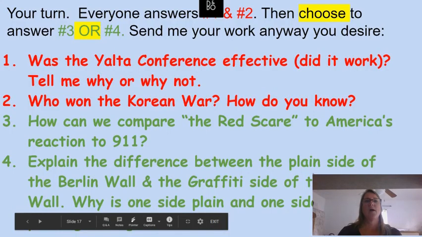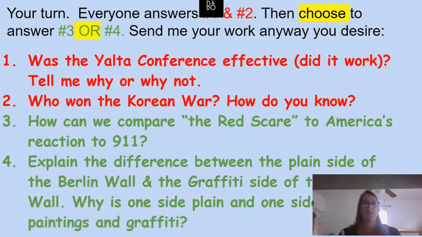Okay. All right. So it's your turn. Everybody answers the two questions in red, number 1 and number 2. And then you choose one of the questions in green. So when you send me your answers, however you send me your turn, you're sending me 3 answers. In complete sentences, please. So everyone answers: 1, was the Yalta Conference effective? Did it work? Tell me why or why not. 2, who won the Korean War and how do you know? All right, and then choose one of these next two.